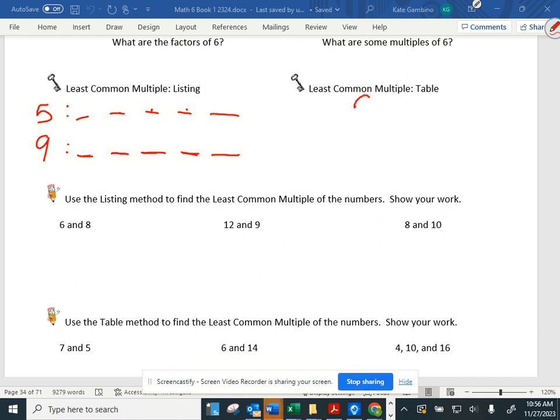So if we had 5 and 9, we pull out the multiples that they share. Let's not do 5 and 9 because they don't share any factors. Sorry, not multiples, factors that they share. So let's do, see this one from the bottom. Actually, let's do 12 and 9.